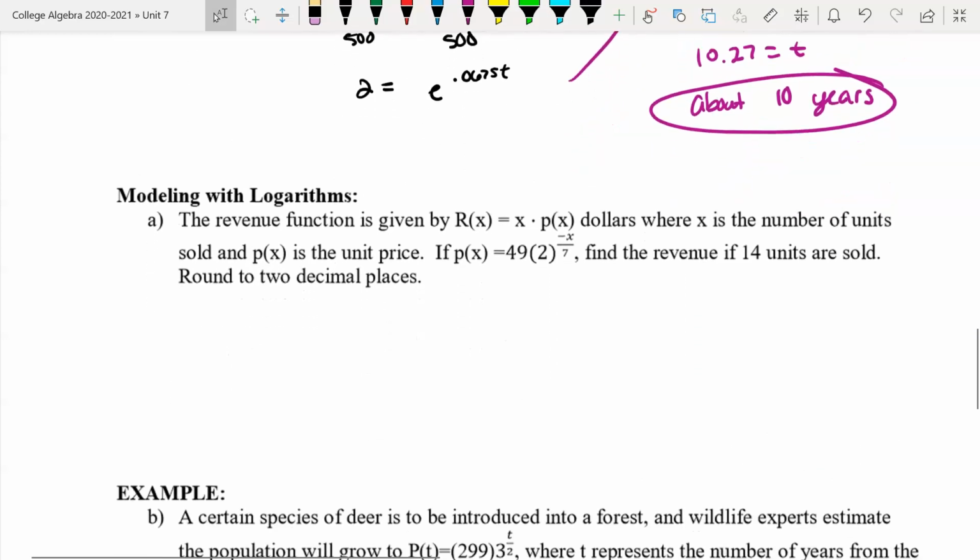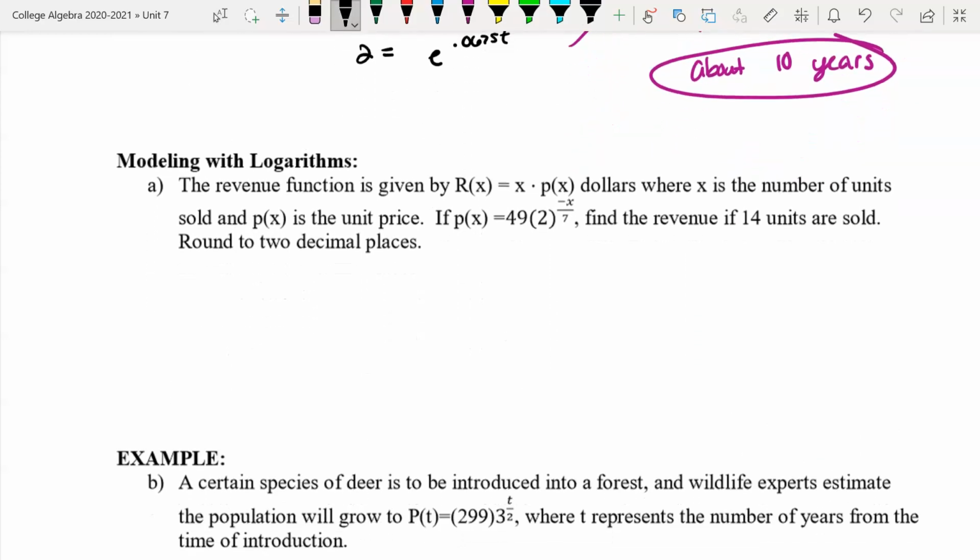All right, modeling with logs. I threw in some specific examples from the Hawks just to kind of help you out. So it says the revenue function is given by R of x, which is your revenue, is equal to x times P of x dollars, where x is the number of units sold and P of x is the unit price. So it says if P of x equals 49 times 2 to the negative x over 7, find the revenue if 14 units are sold.